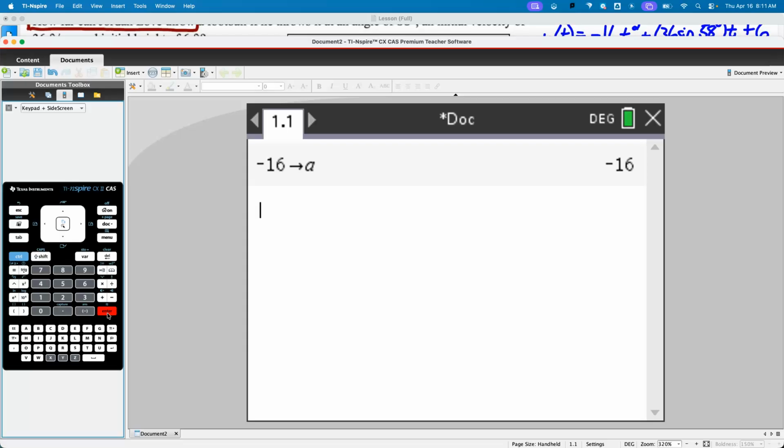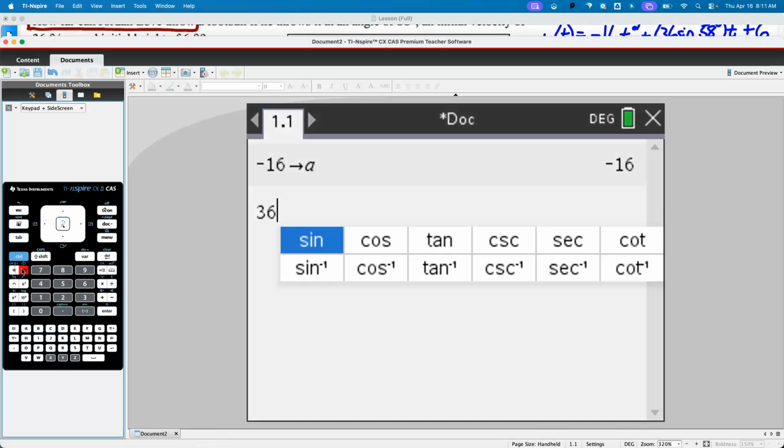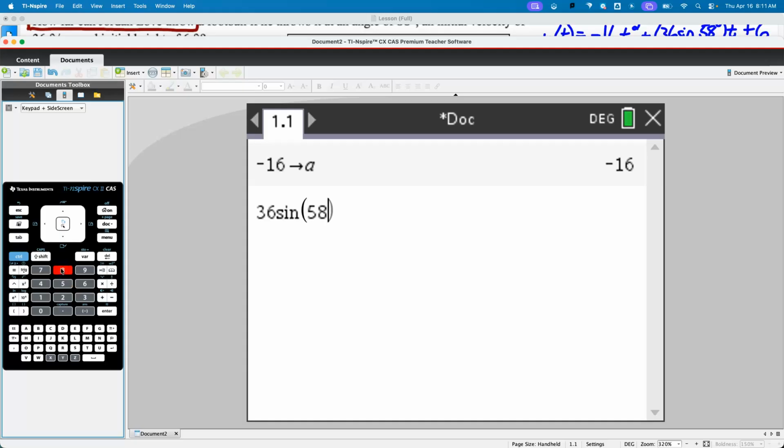I want to store, what was it? 36 sine of 58. Again, you have to make sure that we're in degrees. If you don't want to keep flipping back and forth from degrees to radians, you can always override the system by using the degree symbol, which is found underneath the pi key. And we want to store that as B. Mine just goes to exact, so that's why I switched it over. And we want 6 to be stored as C.